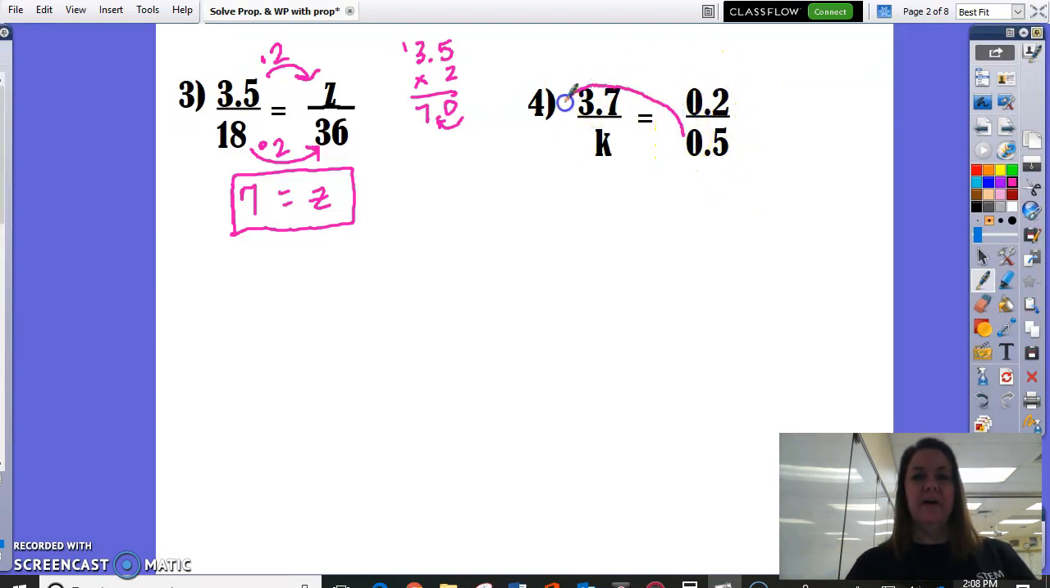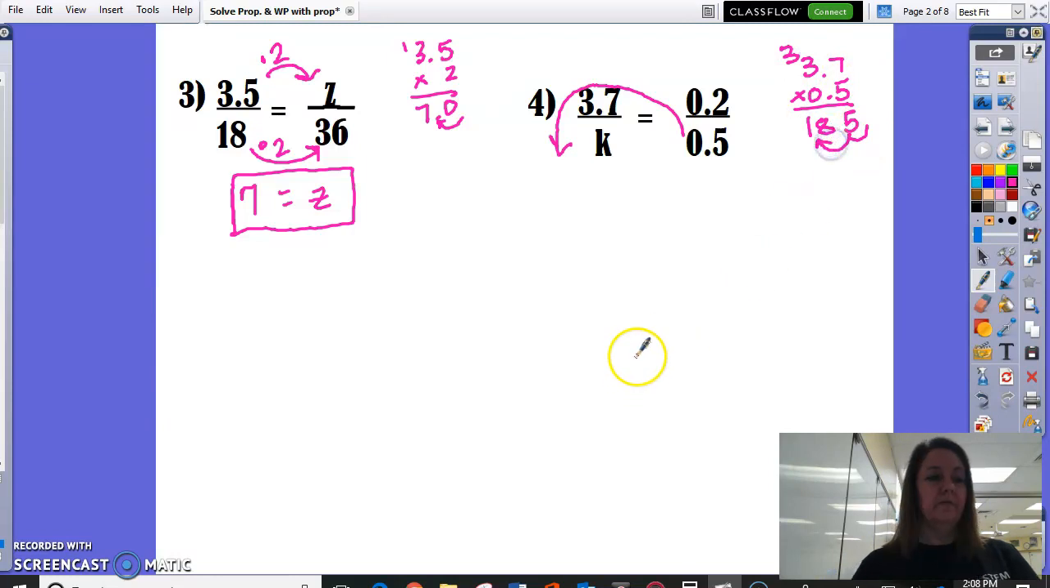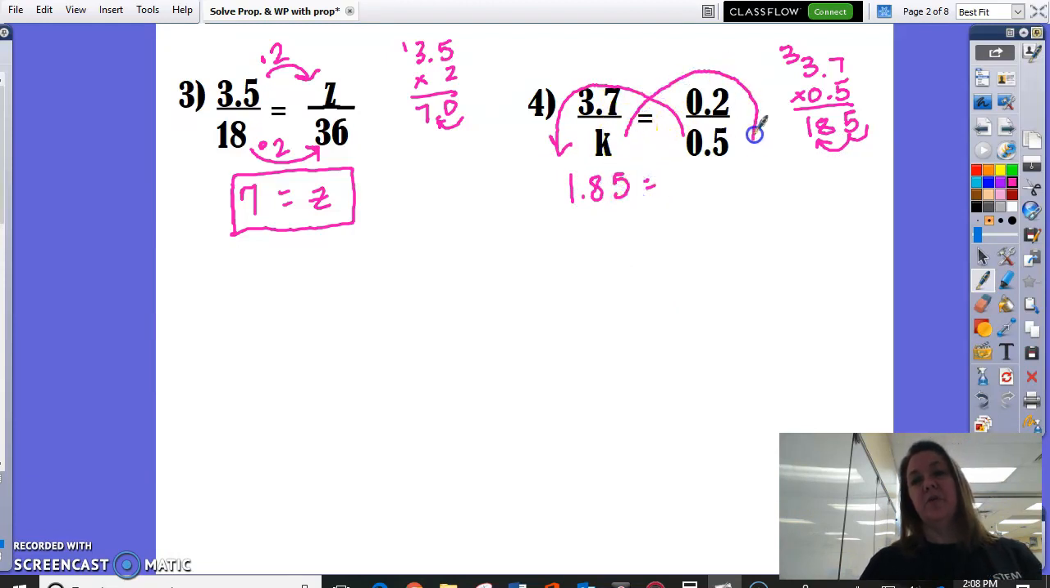So we'll do 0.5 times 3.7. Cannot forget about the rules for multiplying decimals. You don't have to line them up, but if they line up, that is fine. And now we have 2 decimal places, so 1, 2, over. Alright, well, this side is 1.85. When you do this side, cross products, k times 0.2 is 0.2k.